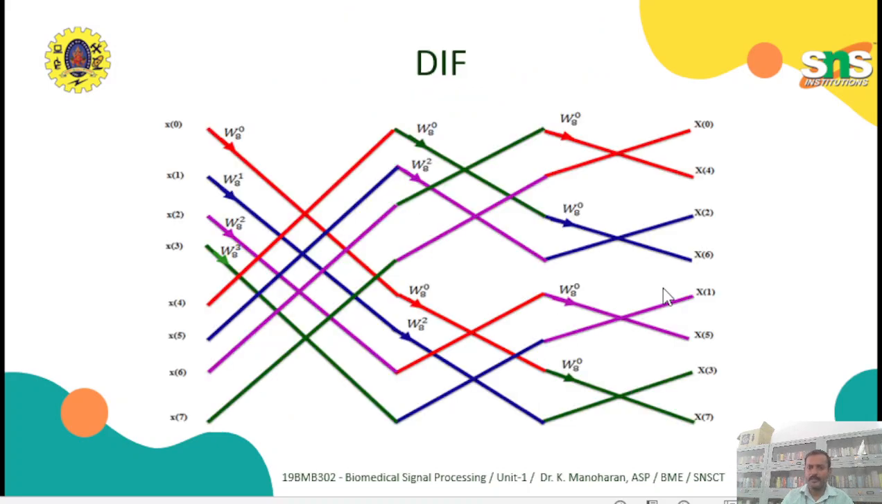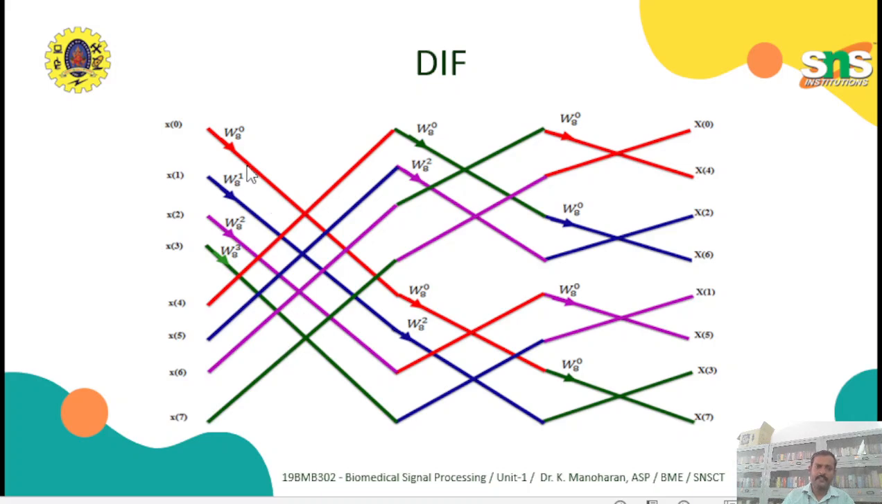Now look at the DIF structure. This is x of 0, 1, 2, 3, 4, 5, 6, 7. This is the normal natural order. And look at this output, x of 0, x of 4, x of 2, x of 6, x of 1, 5, 3, 7. This is bit reversal order. That means the input we can feed directly, while writing the output we need to take the bit reversal order, and that should be corrected to natural order.